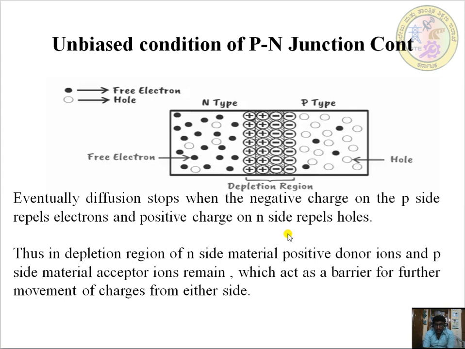Okay, so what does this mean? The charge on the p side repels electrons and positive charge on the n side repels holes. In the n type, the positive charge has been repelled, as well as in the p type, the negative charge has been repelled. The region where the charge is depleted is known as the depletion region. Thus, in the depletion region, positive donor ions remain on the n side material and acceptor ions on the p side material, which act as a barrier for further movement of charges from either side.